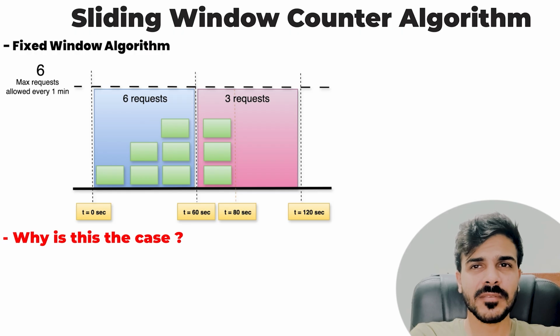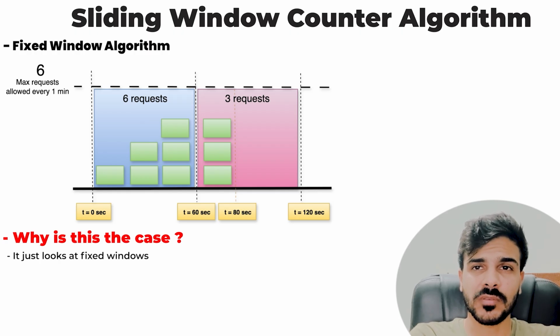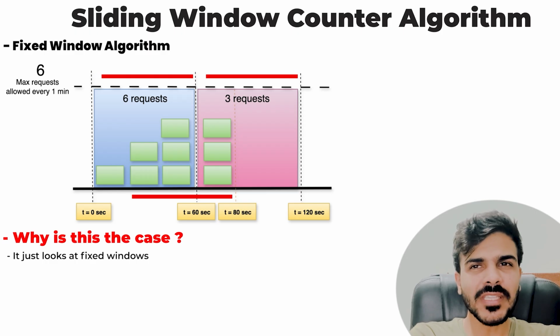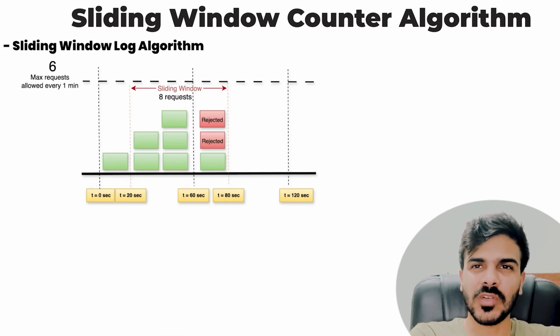Why is this the case? We already touched on this. This is because there is an underlying limitation in the algorithm, as it just looks at fixed windows. In this case, just 2 fixed windows, one going from 0 to 60, another going from 60 to 120. It doesn't look at all the possible windows in the interim. To solve this, here comes the sliding window logs algorithm.